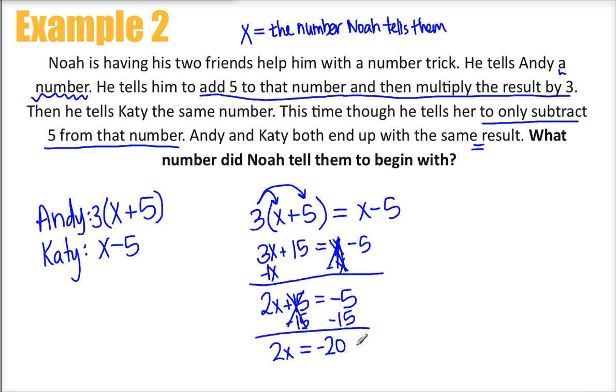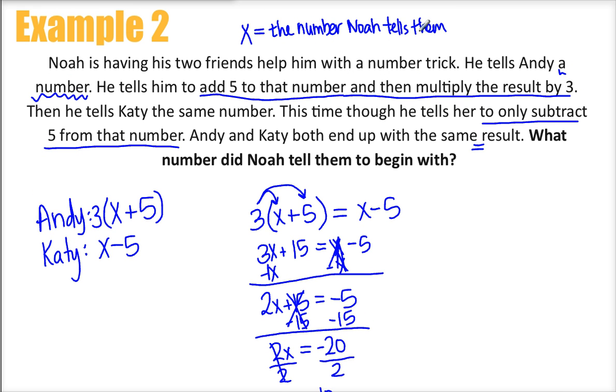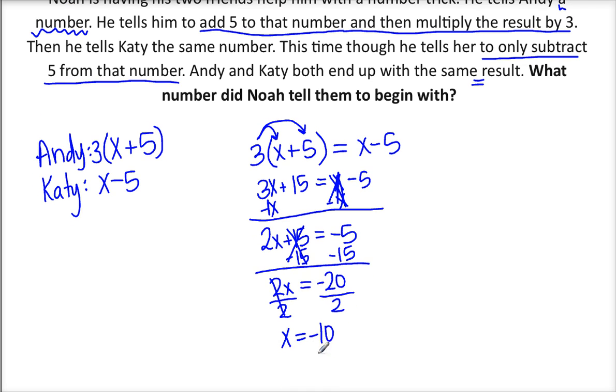That is negative 20. Then I have 2x equals negative 20, so I'm going to divide these x's into 2 groups. Do that on both sides to keep it balanced. 2 divided by 2 is 1, so I'm left with 1x equals negative 20 divided by 2. That is negative 10. Check it with a calculator to make sure you get your signs right. So x is equal to negative 10. That means that the number that Noah tells them to start with is negative 10.